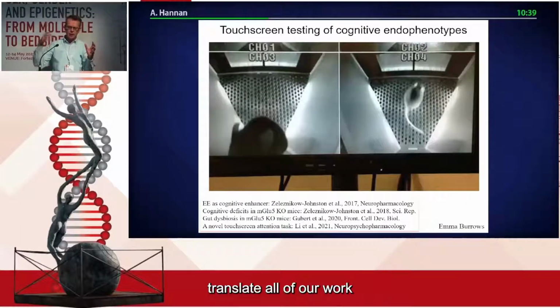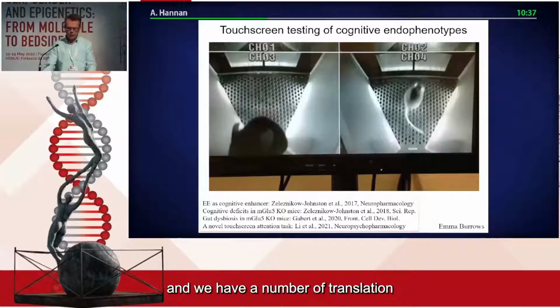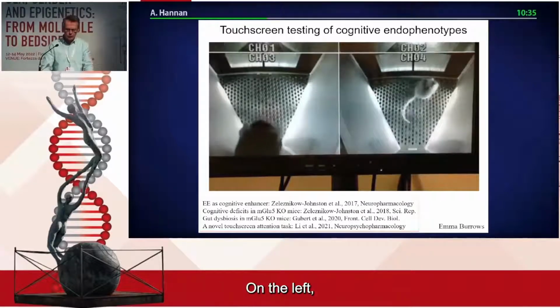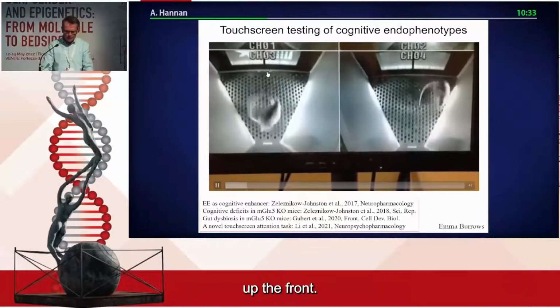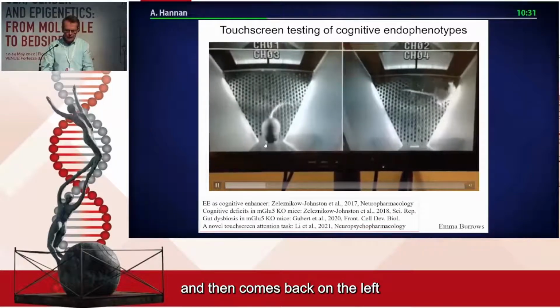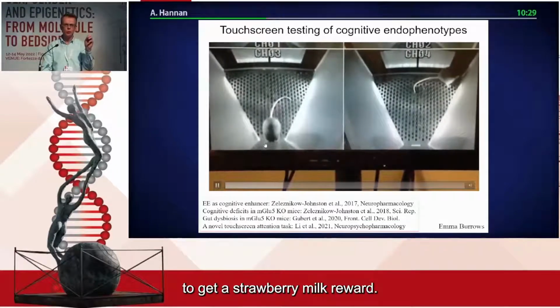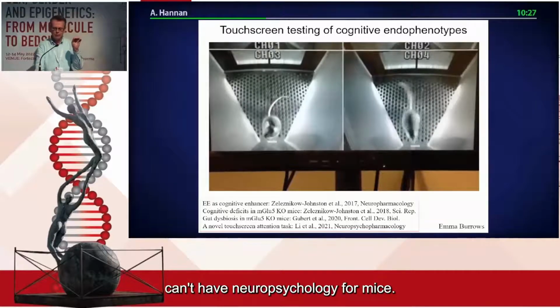Now we're looking to translate all of our work, and we have a number of translational tools. Have a look at these touchscreens. On the left you see an iPad or touchscreen up the front. The mouse touches its nose and then comes back on the left to get a strawberry milk reward. So it's effectively CANTAB neuropsychology for mice.